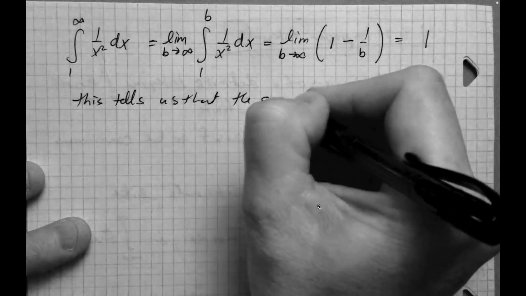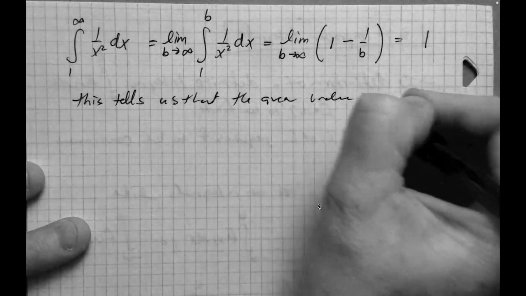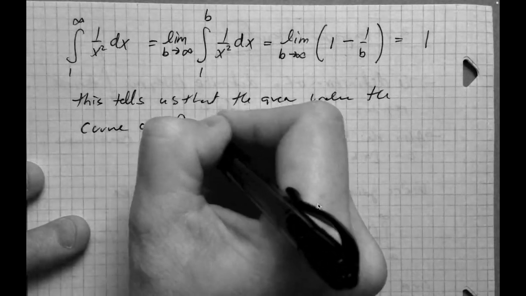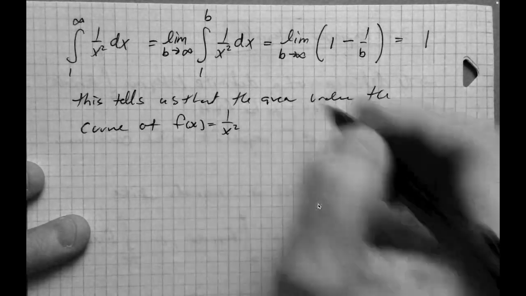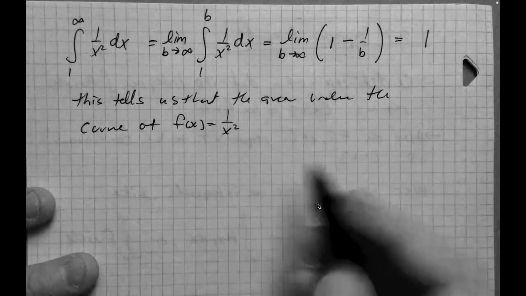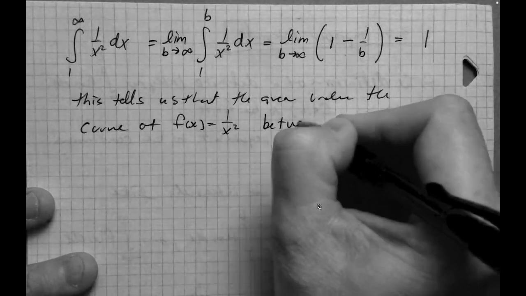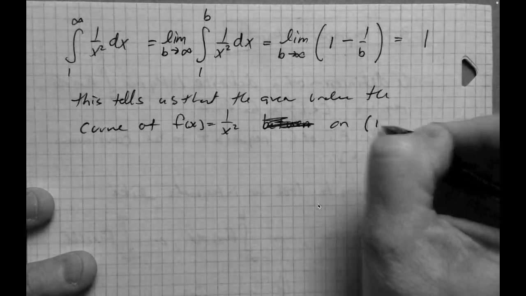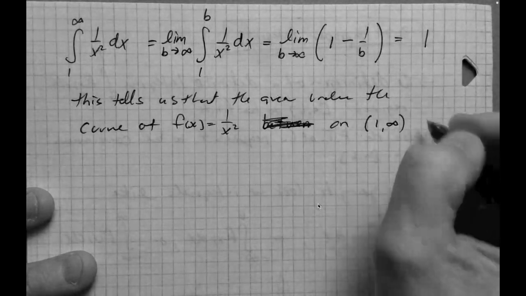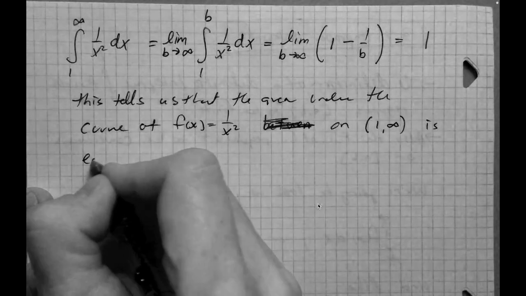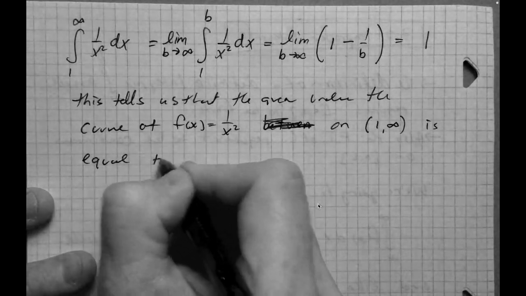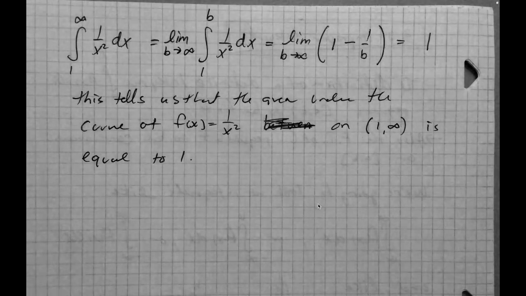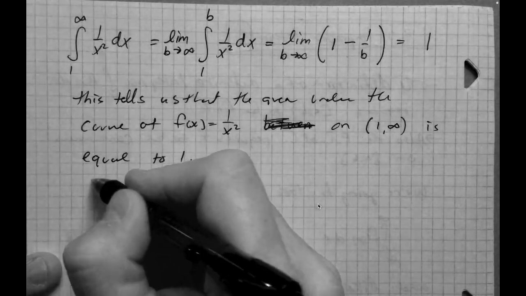that the area under the curve of f of x equals 1 over x squared on the interval 1 to positive infinity is equal to 1. Now that's kind of remarkable, isn't it?